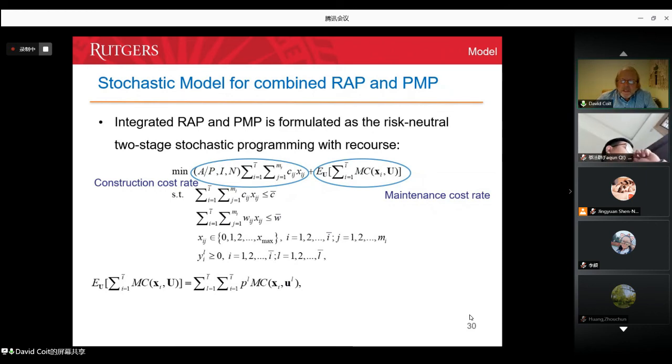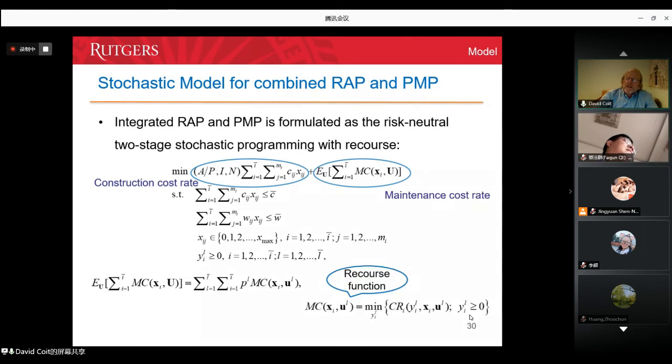So given I have scenarios, I can then just sum over the scenarios and those likelihoods, which is P superscript L, the likelihood of scenario L. Now, this is what's referred to as my recourse function, meaning the maintenance cost rate for each scenario is another optimization problem, because I can select the preventive maintenance, and this is just a simple form where we're going to replace the subsystem components at some time YIL.